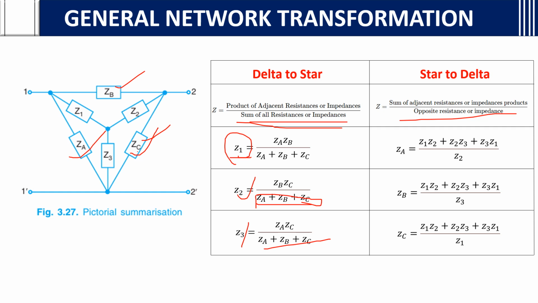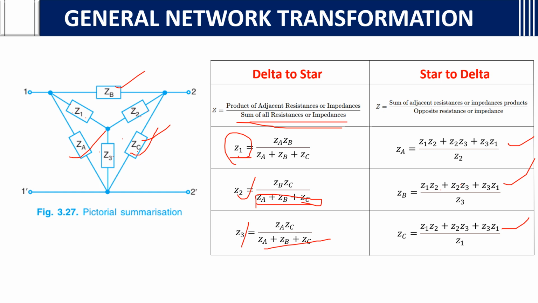Then star to delta. How are we going to keep it in mind? The easy way is, first, the sum of the products of adjacent resistances or impedances, meaning Z1, Z2 plus Z2, Z3 plus Z3, Z1. In all the cases, this numerator is the same. It is the product of the adjacent impedances, added together: Z1, Z2 plus Z2, Z3 plus Z3, Z1. Then divide by the opposite resistance or impedance.